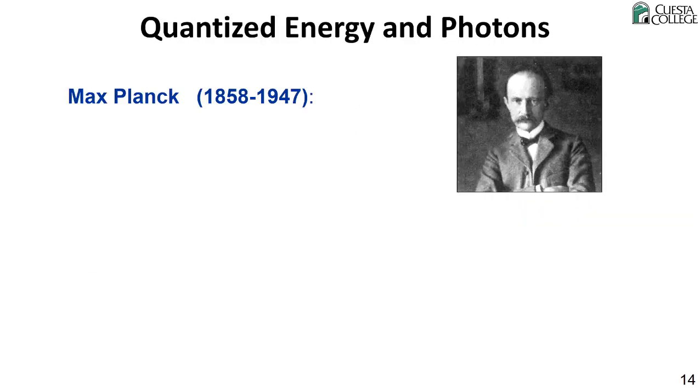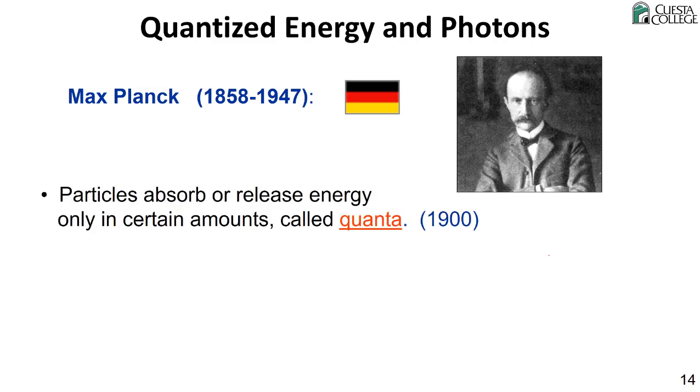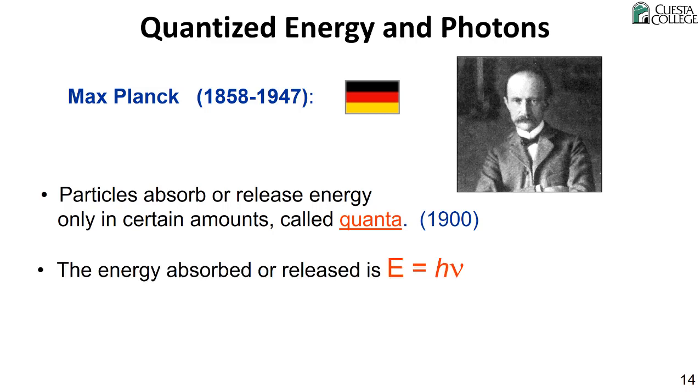One of the scientists that was investigating light and energy was Max Planck. He was a German chemist and physicist that worked around the early 1900s. Planck came up with a term called quanta that he used to describe how particles absorbed or released energy. He came up with an equation that said that energy was equal to a constant times the frequency. What this meant was that particles only absorbed or released energy in certain amounts, not in a broad continuum.